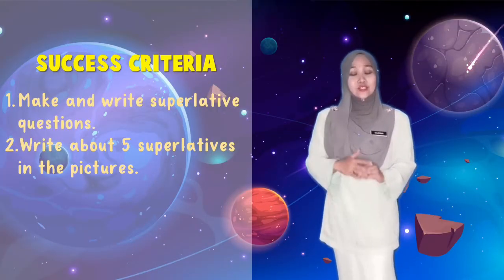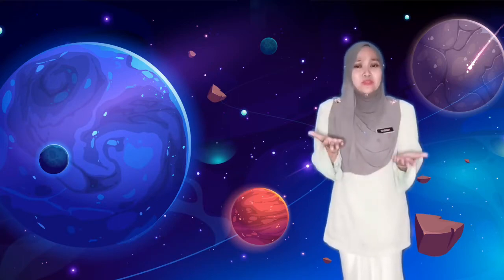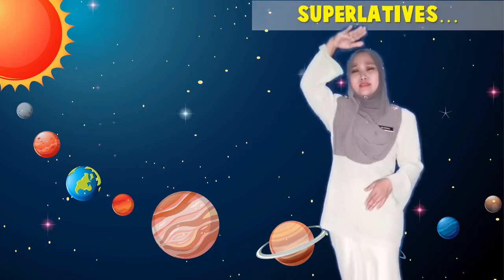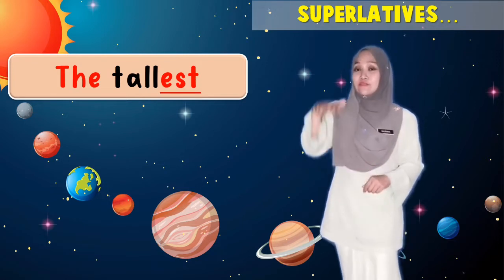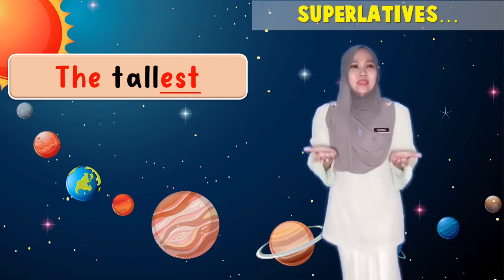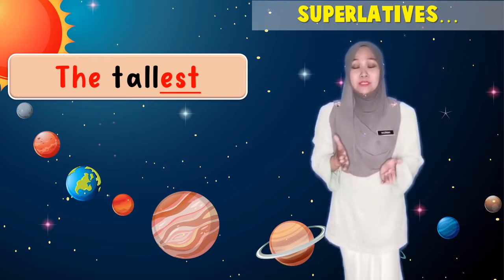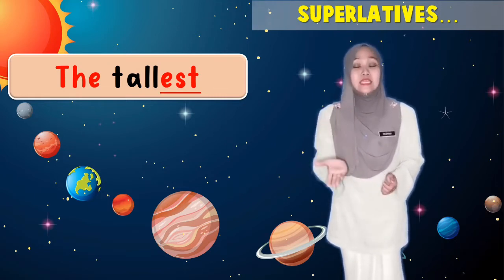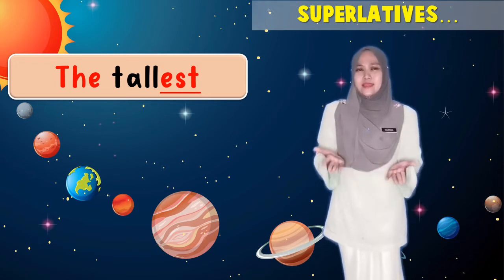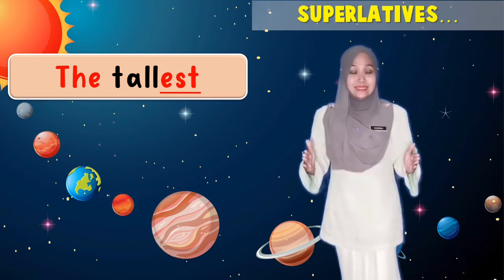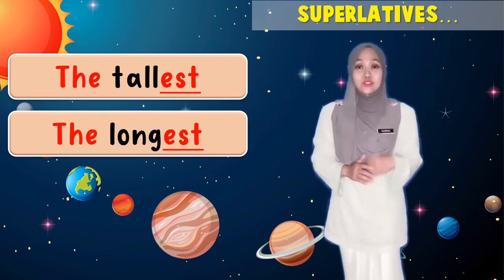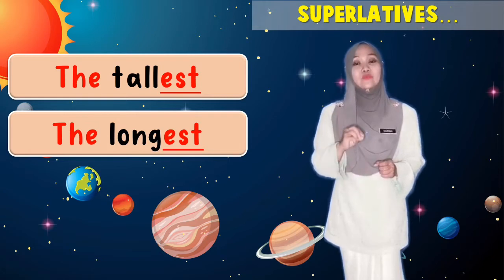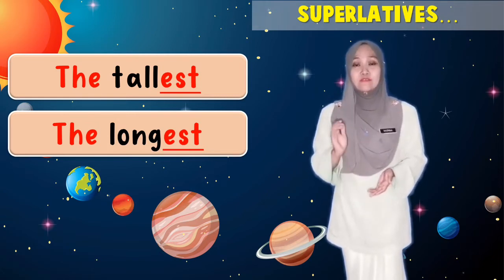Let us begin our lesson today by looking at these superlatives. I'm going to introduce you to the superlatives. Number 1, we have the tallest. We add est at the end of the adjective tall. And superlative is the comparison between more than 2 people, animals, or things. Next, the longest. We put est at the end of the adjective long to show that it is superlative, and we add the word the in front of the adjective longest.